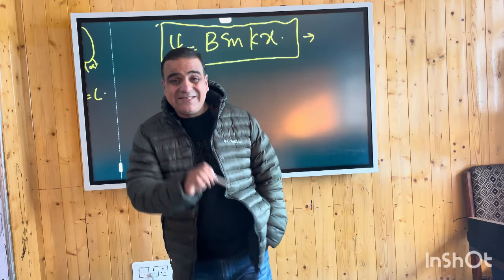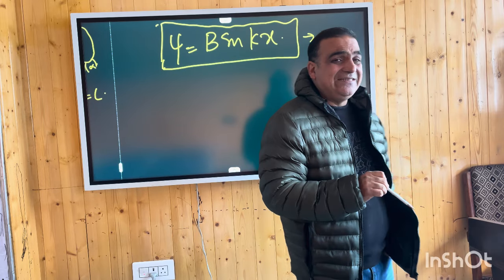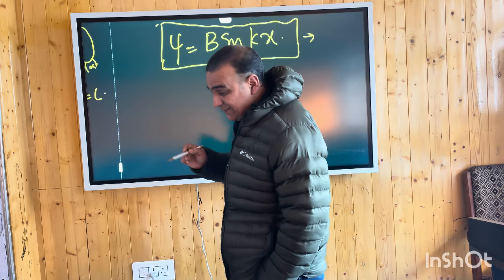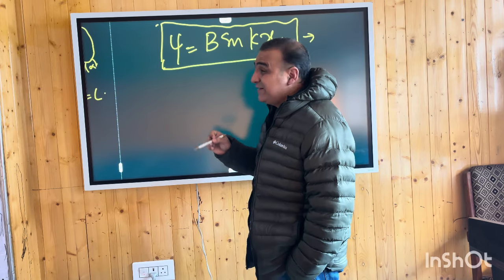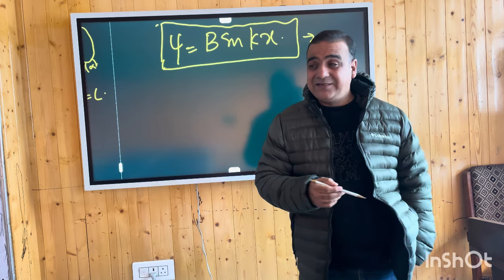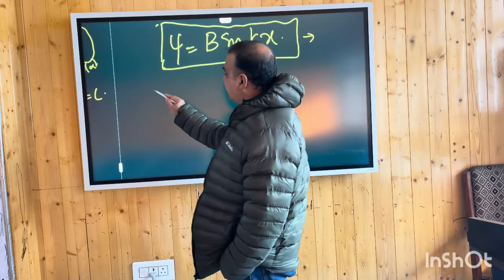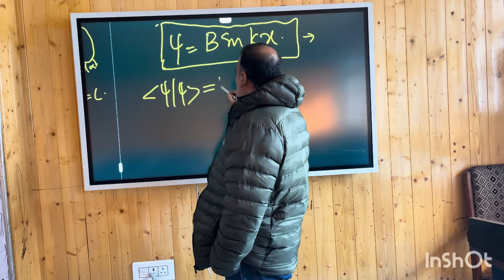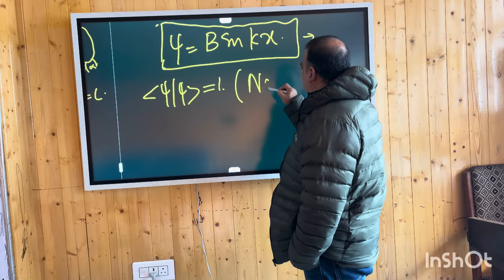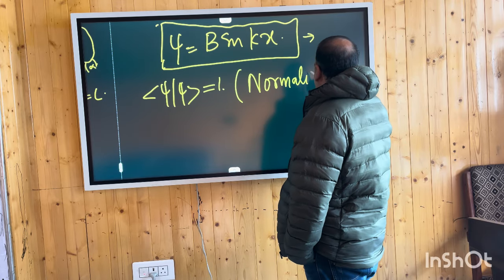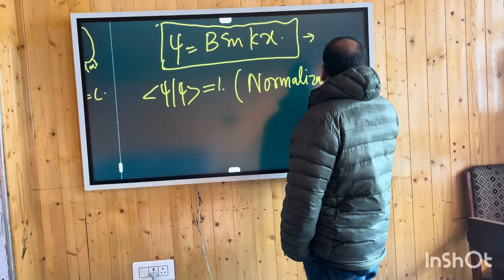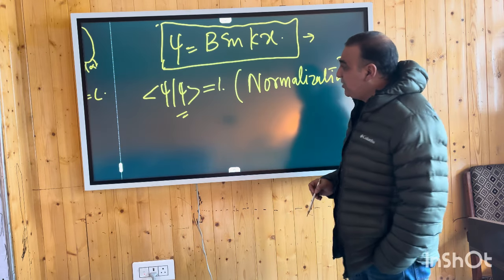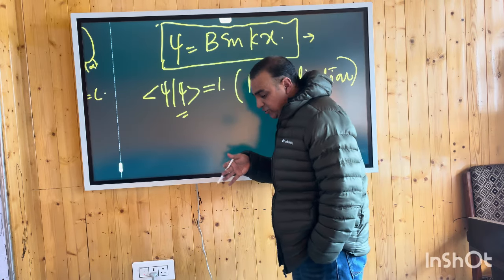So for the particle to be inside the box, its probability density must have a normalization constant. It must satisfy the condition of normalization. As we know, the normalization condition, if I write it in terms of bra-ket, is that psi and psi should be equal to 1. Because the particle has to be inside the box, it cannot be outside the box.